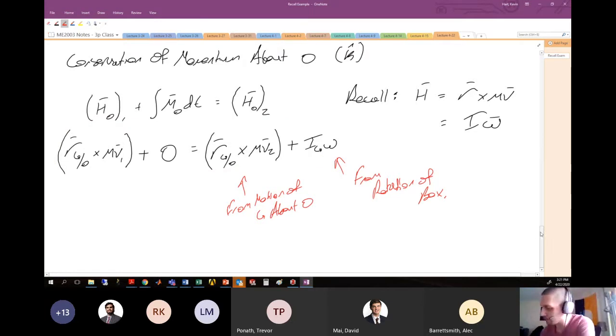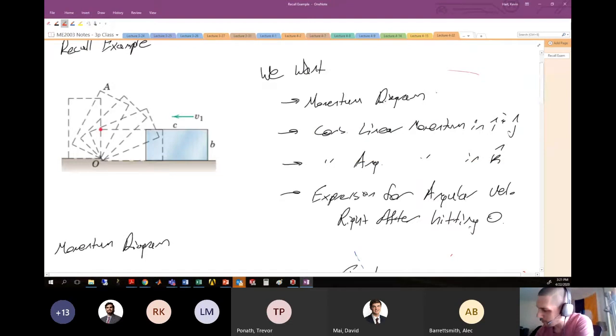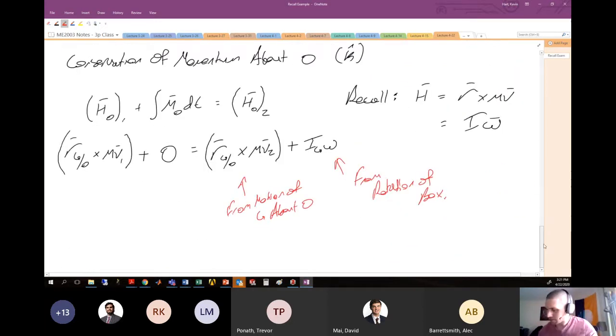So if we go back up to our checklist and we say, what do we need to do with this problem? All right, well, we've done this. We've done this. We have to write conservation of angular momentum in k hat. Well, we just did that. Last thing I need to do is an expression for angular velocity right after hitting O. And that will require simplification of this equation here generally. So let's do that right now.